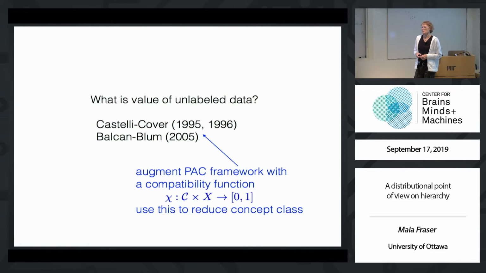So Balcan and Blum augmented that framework by introducing, in addition, a compatibility function. And they show that if you have one of these, then you can use this to reduce the concept class. And all of these terms I'm going to come back to in a moment. This theme of reduce, or maybe not quite the right word, restrict in some sense, alter the concept class, basically, to make a simpler learning problem, is something in common with what I'm going to talk about.